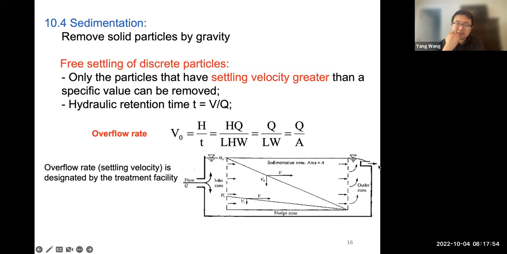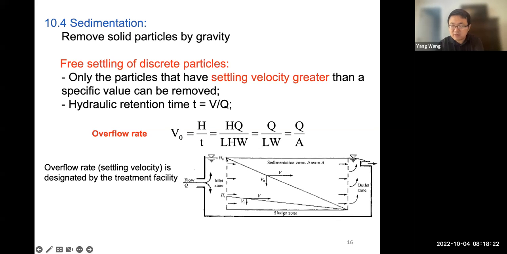Now let's think of the extreme condition, the smallest particle that can get settled. The smallest particle that can get settled will have the longest trajectory. They will probably get introduced from here. After they're introduced into the tank, there can be some turbulence. They will arrive at this location and then start to settle down.